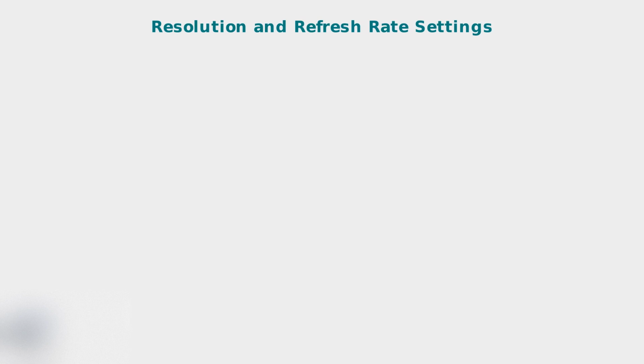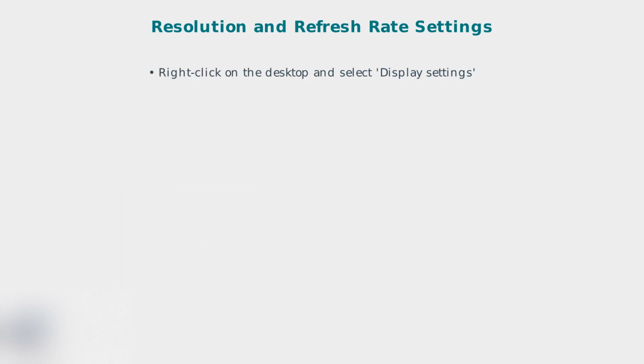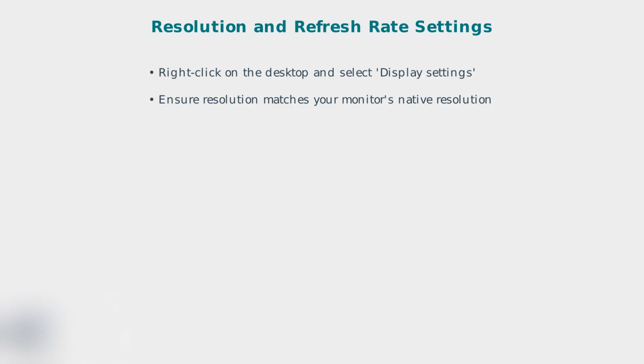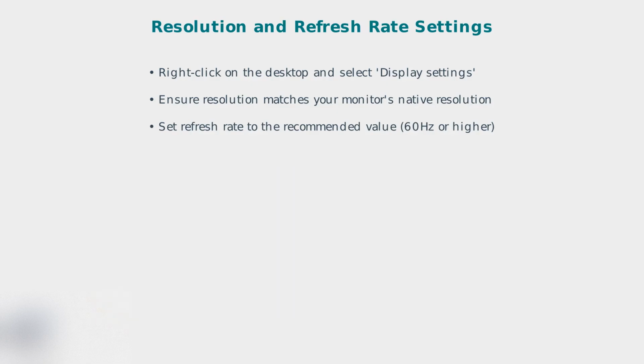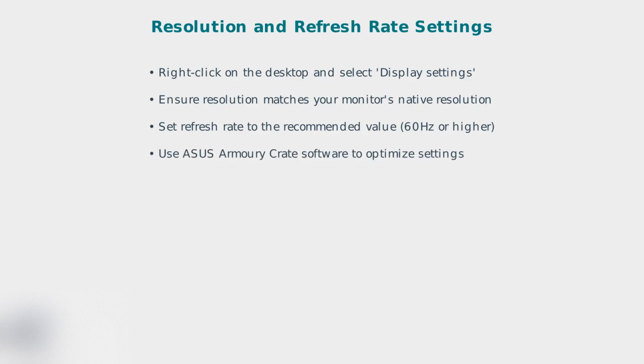Mismatched resolution and refresh rates can cause black screens or no signal issues on your ASUS monitor. First, right-click on your desktop and select Display Settings to access the configuration. In Display Settings, ensure the resolution matches your monitor's native resolution, which you can find in the ASUS product specifications. Next, set the refresh rate to the recommended value, usually 60 Hz or higher depending on your monitor's capabilities. Finally, use ASUS's Armoury Crate software to optimize and calibrate these settings for the best performance.